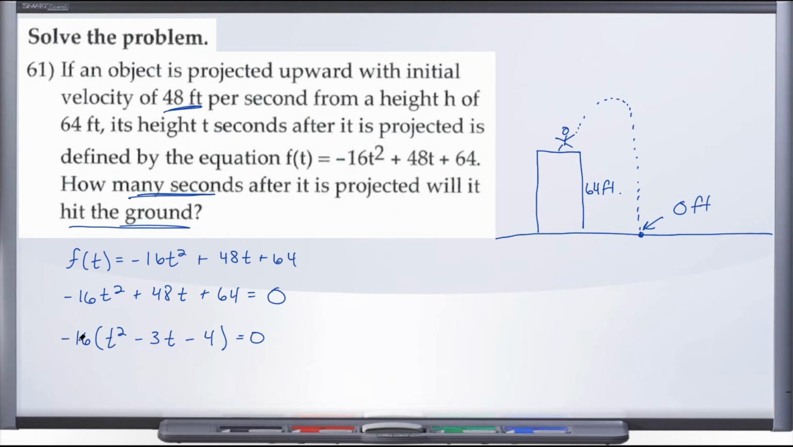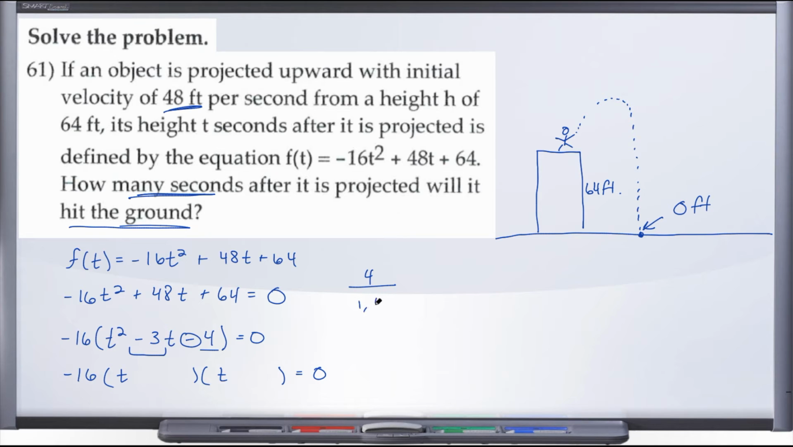All right, so we factored out a negative 16, and now that leaves us a nice trinomial with relatively simple numbers that we know is going to factor into 2 binomials. We're dealing with t, so let's go ahead and break up that t. And now we want factors of 4 that subtract to give us negative 3.